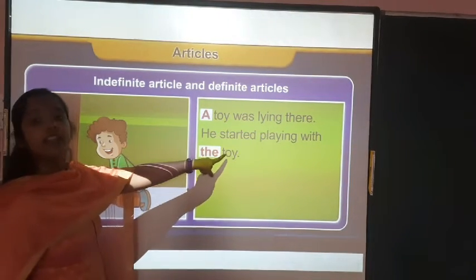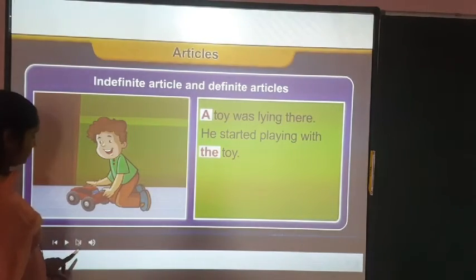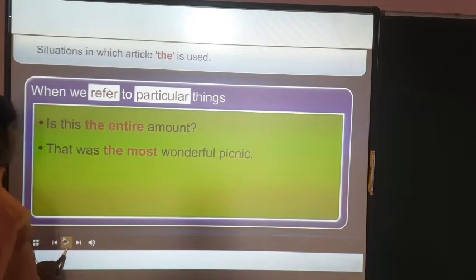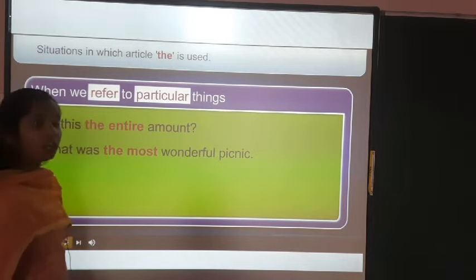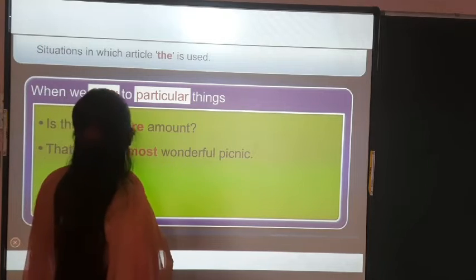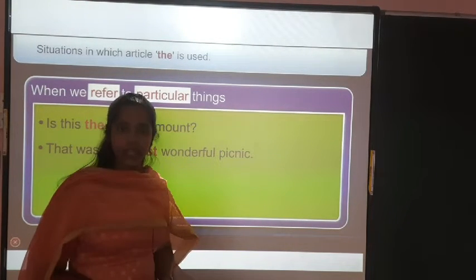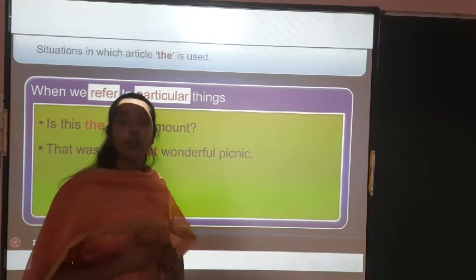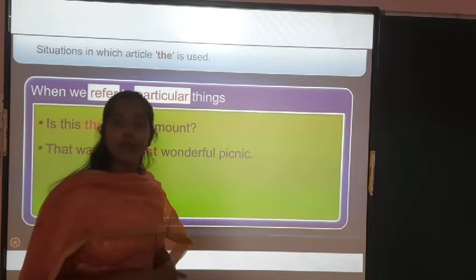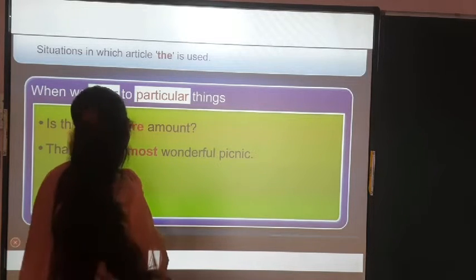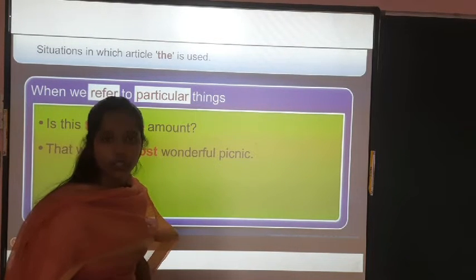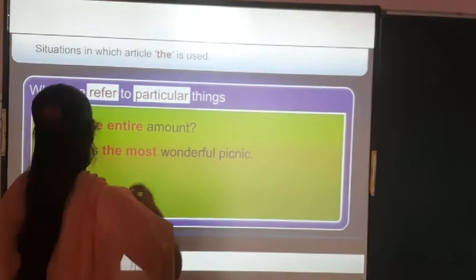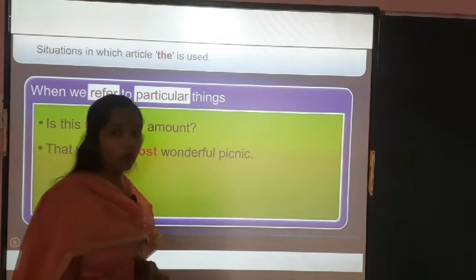Toy. Toy is a thing. It is the entire amount. When we refer to particular things, that was the most wonderful picnic. So another usage of the is when we refer to a particular thing, or when we are denoting a particular thing in a particular place, we have to use the. Is this the entire amount? So we are referring to the amount here, so we are using the. Understood? That was the most wonderful picnic.